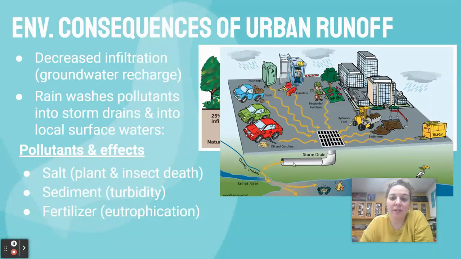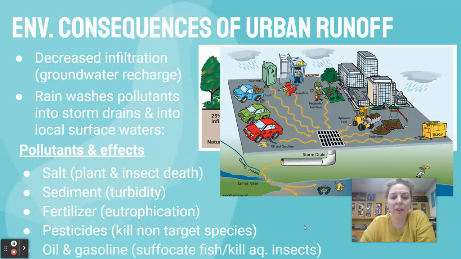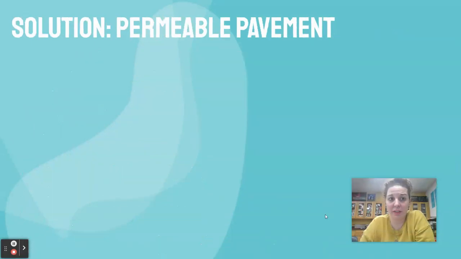When those fertilizers end up in the water, we can see that eutrophication and those algae blooms, which then cause hypoxia. And then pesticides, if they get into the water, they can kill non-target species, so other organisms living in the water that we didn't really want to kill. And then oil and gas can actually suffocate fish and kill aquatic insects. So quite a lot of consequences of this.